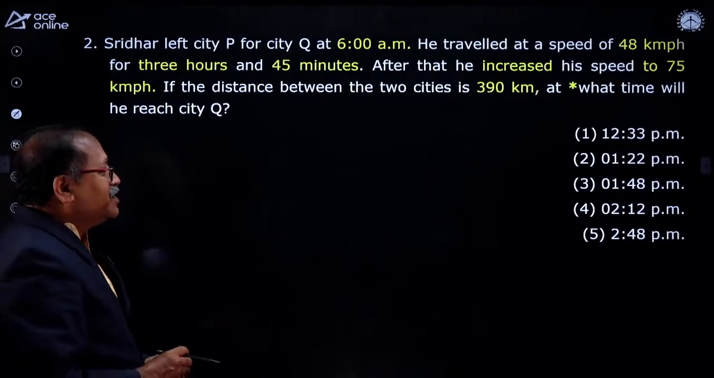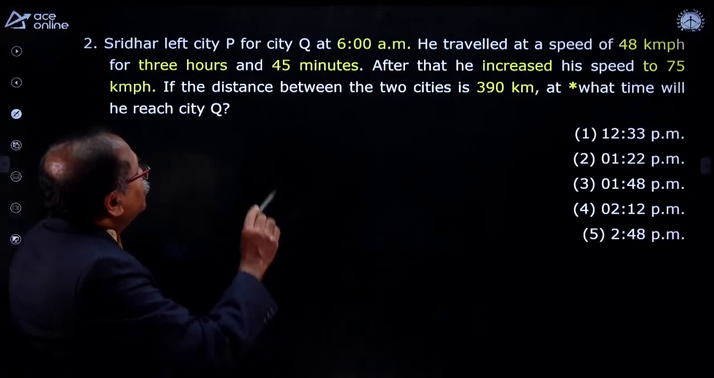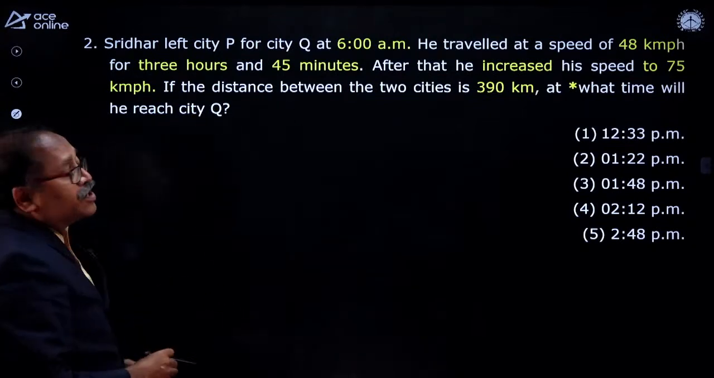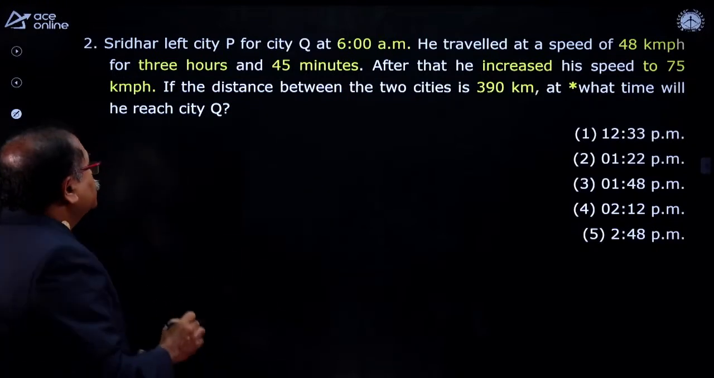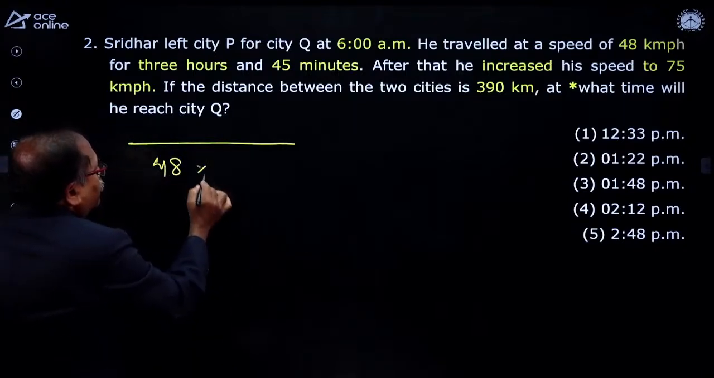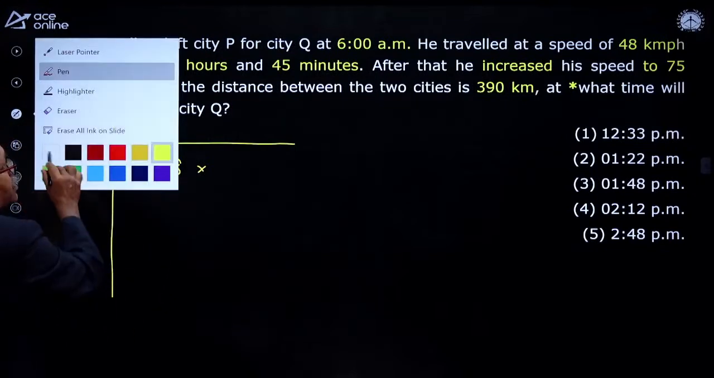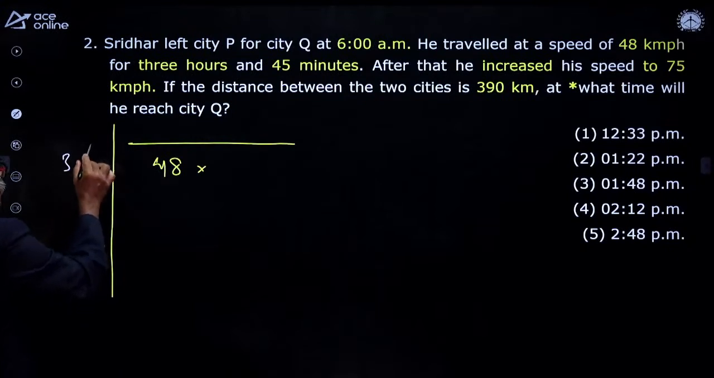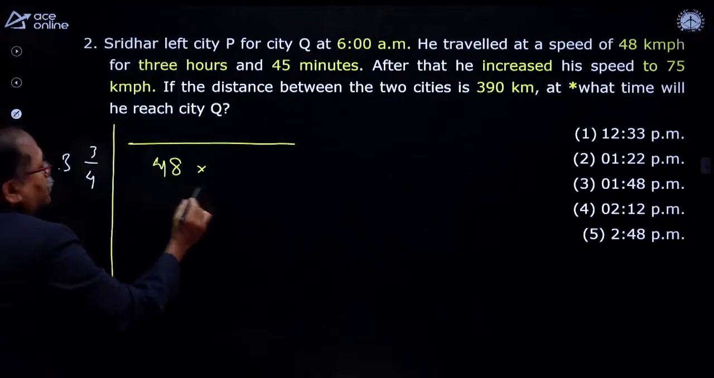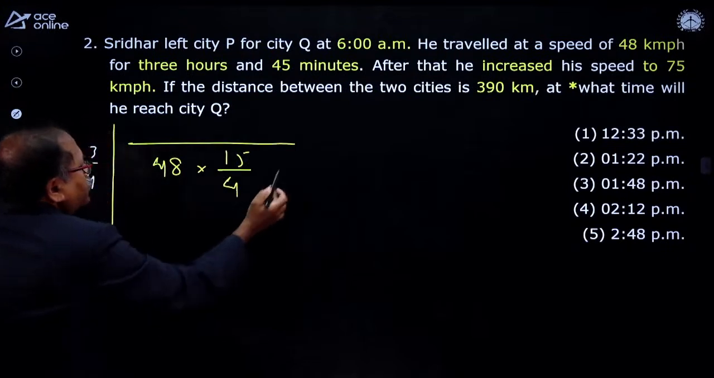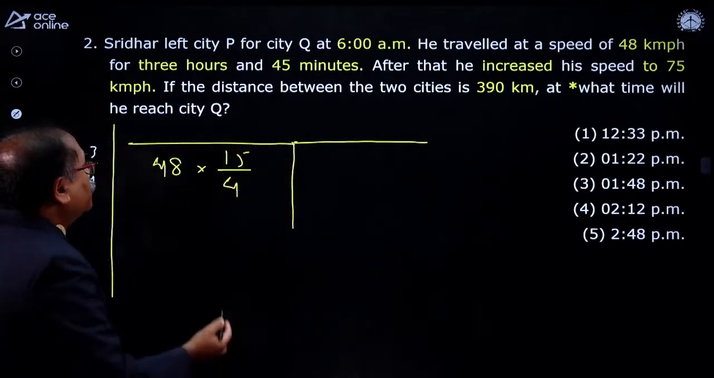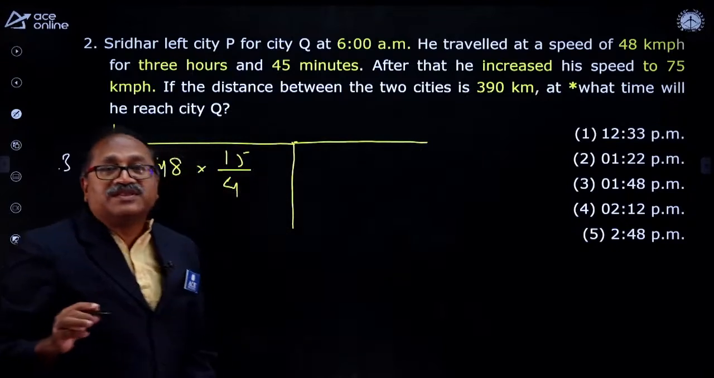Yes, sir. I will wait for your 30 seconds. Answer it. You know that it started at 6 a.m., at 48 km per hour for 3 hours 45 minutes. After that, he increases. So, the first part of the distance is at a speed of 48 km per hour, and the time is 3 hours 45 minutes. So, 345 by 60, which is 3 by 4. So, 4 3 is 12 and 12 3 is 15. So, let's take this 15 by 4. This distance is covered. And after that, the speed is increased. So, whatever the distance is covered has to be taken out from 390.